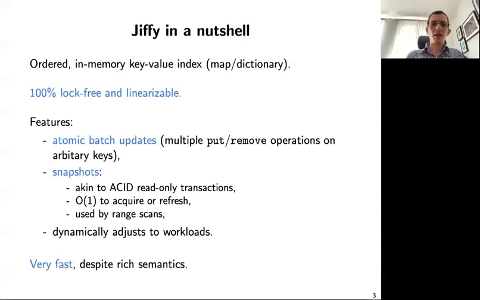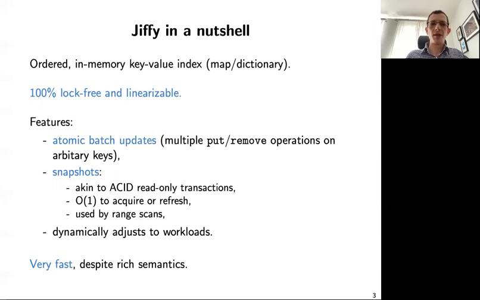So what is Jiffy? Jiffy is an ordered index or a map dictionary. It's 100% linearizable and lock-free and has several unique features. Crucially, Jiffy is the first lock-free ordered index that features batch updates, which are multiple put-remove operations on arbitrary keys that are to be executed atomically.